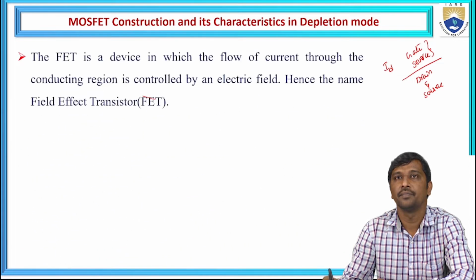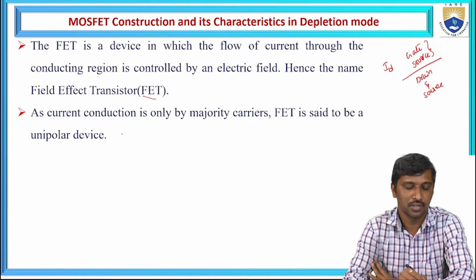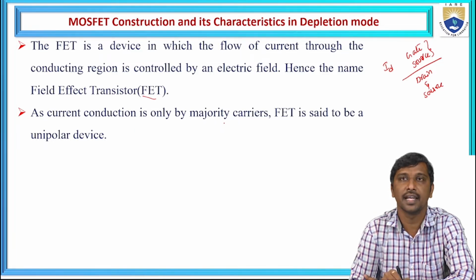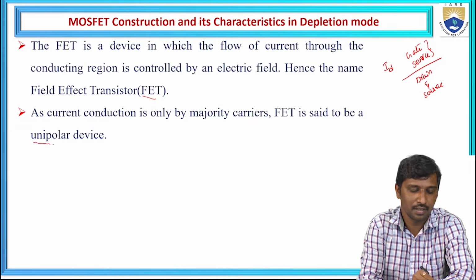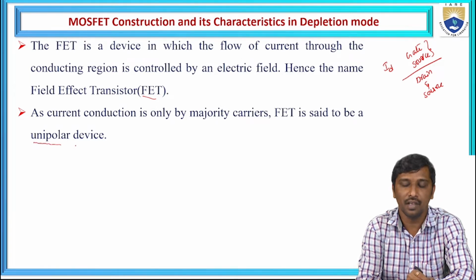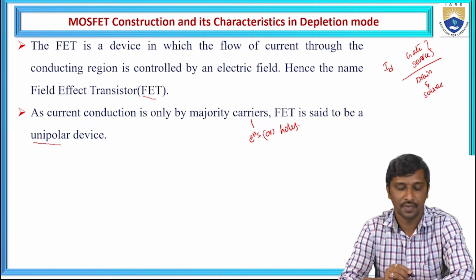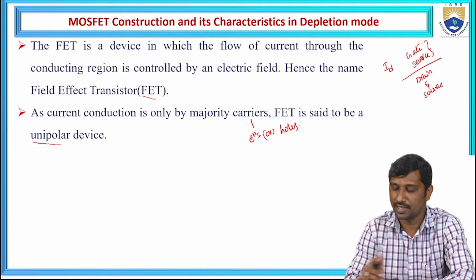Just now we discussed that the current conduction depends only upon the majority charge carriers. Based on this, we can say that the field effect transistor acts as a unipolar device. Why is it unipolar? Because it depends upon only the majority charge carriers, either electrons or holes. Hence, it is also called a unipolar device.